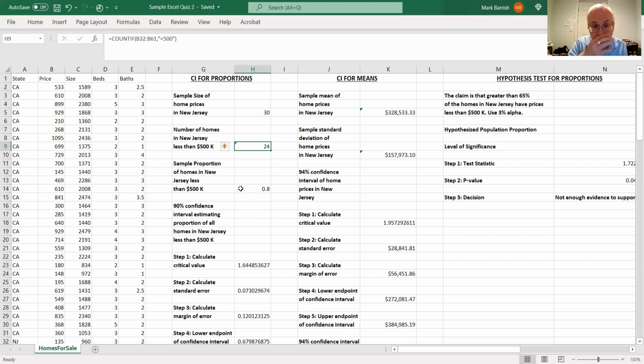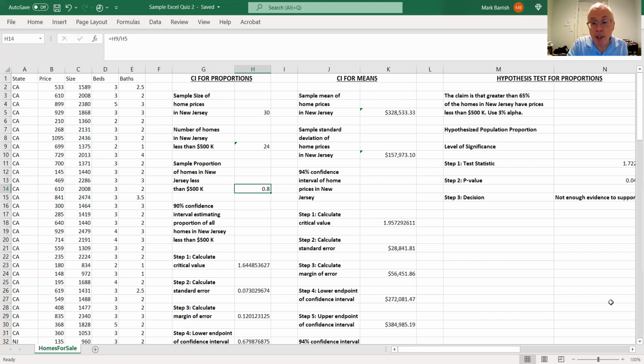Sample proportion of homes in New Jersey less than 500,000, that's simply 24 divided by 30, but again, you need to use formulas. So you're going to say H9, which is where the 24 is, divided by H5, that's where the 30 is. That comes out to 0.8. All right, so we know the proportion is 0.8 or 80%.